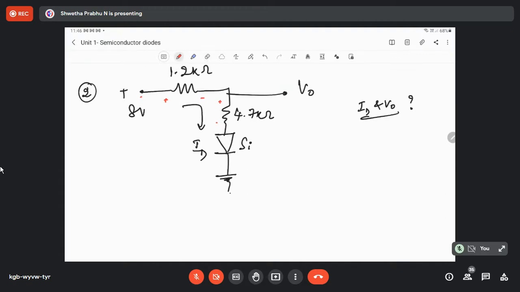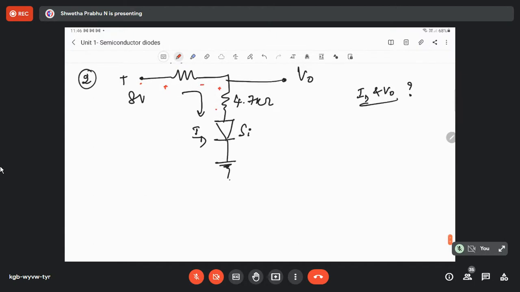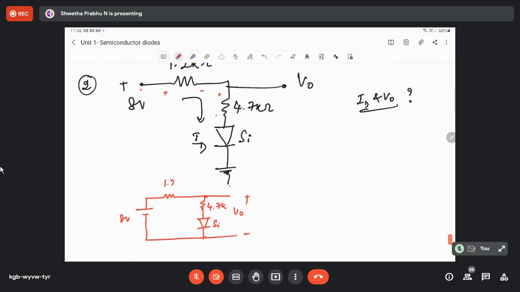Here you have 8 volts. If you write this circuit as an equivalent circuit, how do you represent 8 volts? Positive, negative, 8 volts. Here you have a resistor, here one more resistor, here a diode, and here a ground potential, means negative. Across this you are going to find the output voltage. This is a silicon diode, this is 4.7 kilo ohm resistance, and this is 1.2 kilo ohm resistance. This is an 8 volts battery. You are going to calculate the current flowing through this circuit, along with the output voltage.